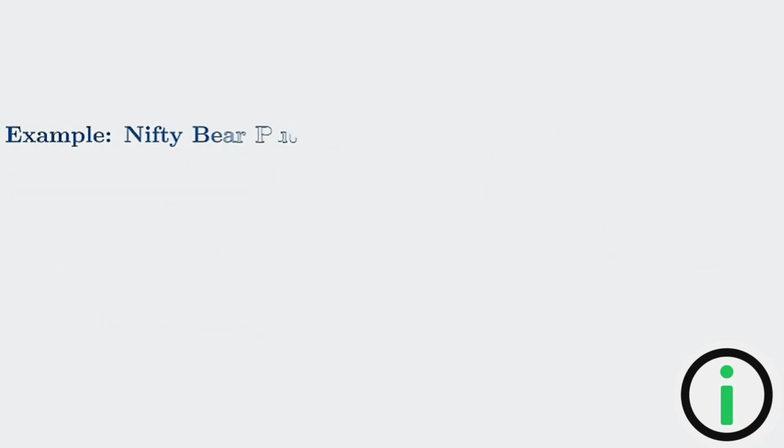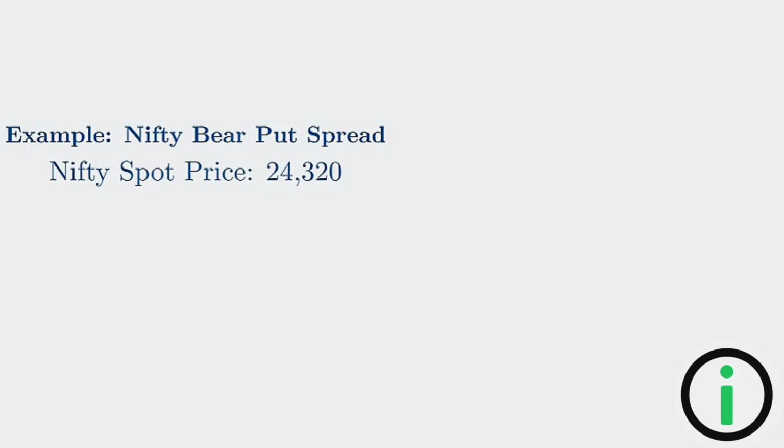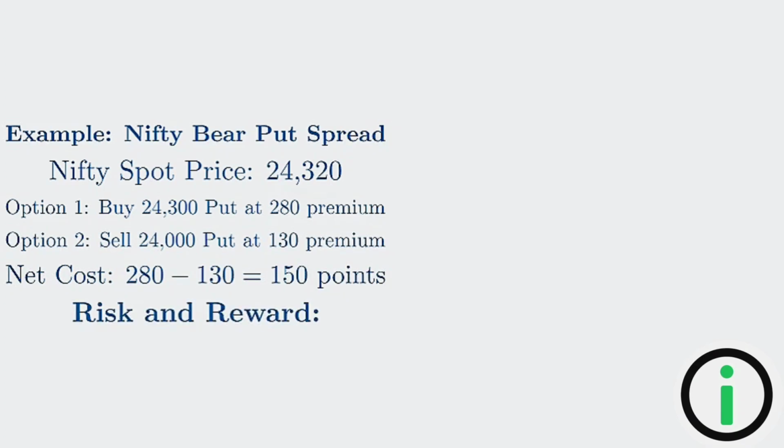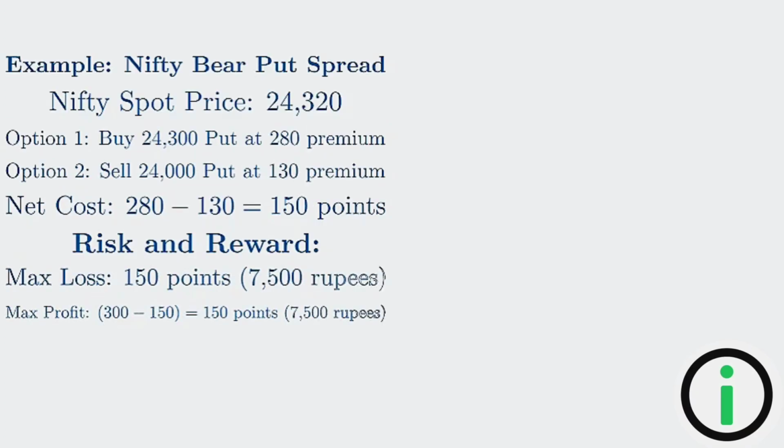Let's calculate the numbers for a bear put spread using current Nifty data to see how it protects your capital while betting on a downturn. The current Nifty spot price is 24,320. Buying the 24,300 put outright would cost you 280 points. By selling the 24,000 strike put at 130 points, you reduce your total trade cost to 150 points. In this specific setup, you have a 1-to-1 risk-reward ratio. You are risking 7,500 rupees to potentially make 7,500 rupees.